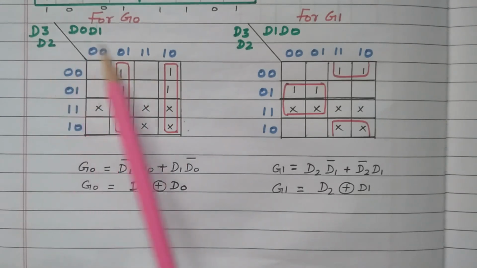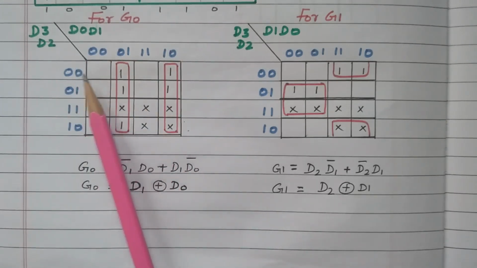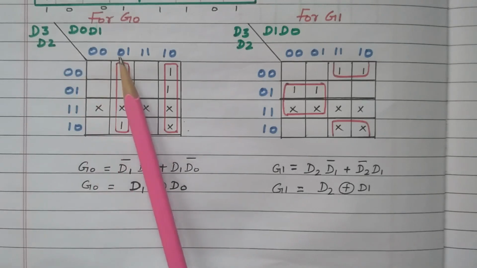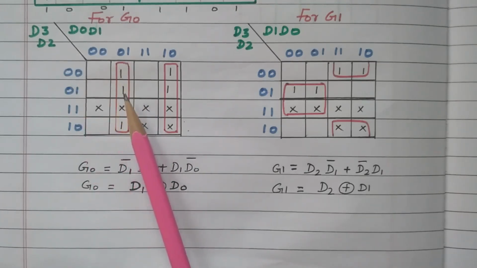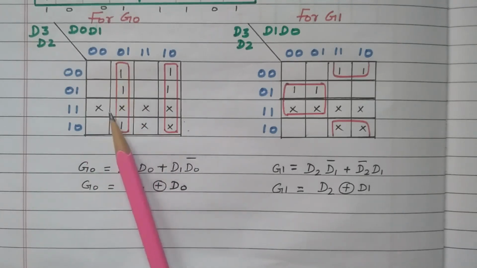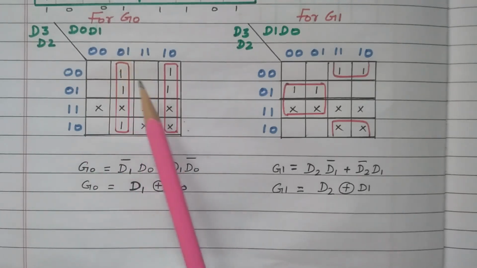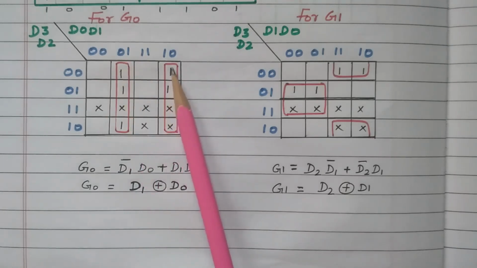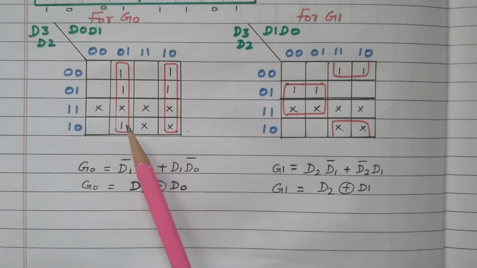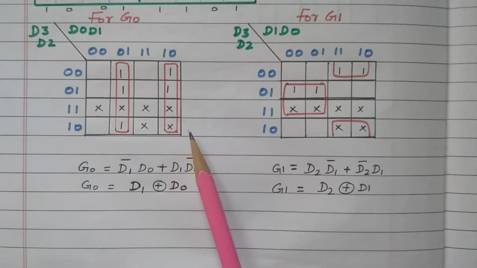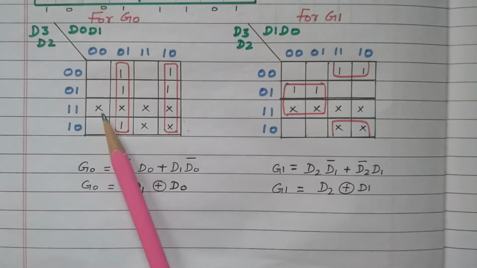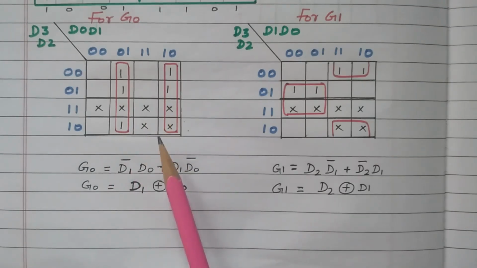Now the inputs are marked. The first cell is 0, 0, 0, 0. The second cell is 0, 0, 0, 1. Now we can mark the 1s in the Karnaugh map. For G0, 5 ones are available, as we already discussed in the truth table. We marked only up to 9; 10, 11, 12, 13, 14, 15 are not considered, so those are taken as don't care conditions.